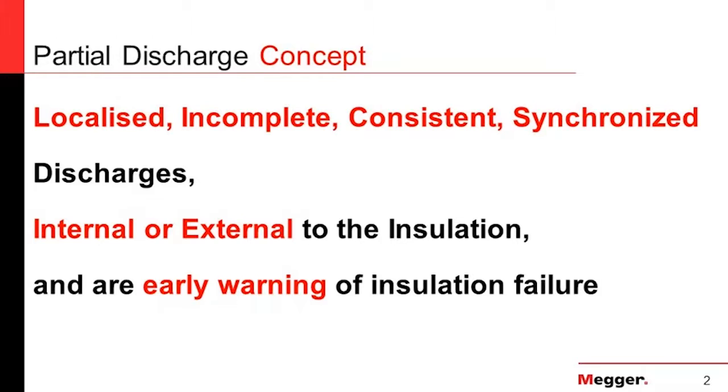They can be internal or external to the insulation, and they are an early warning. So PD is not something where you cannot energize your equipment. You can energize it, and the equipment might work very well without any problem. But PD is an early warning. If you have PD, depending on its level, your insulation might have a limited lifetime. So you have to be aware of that.